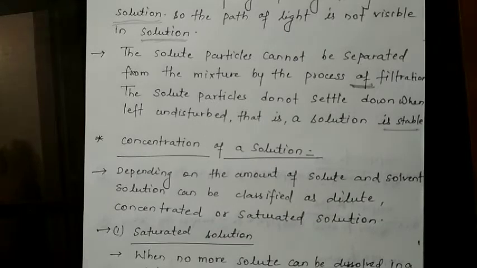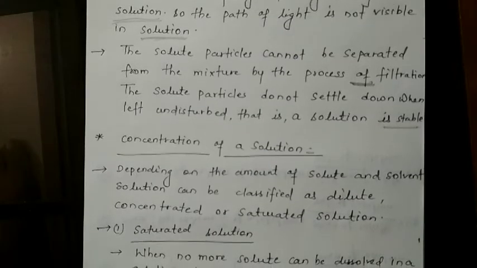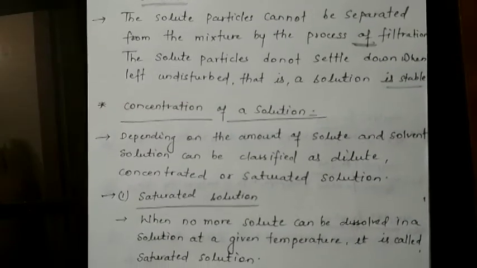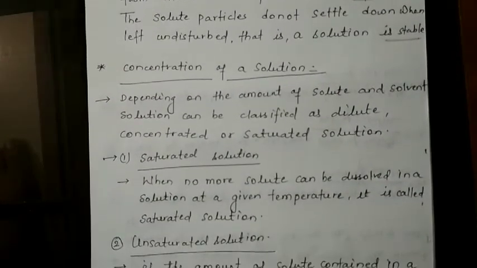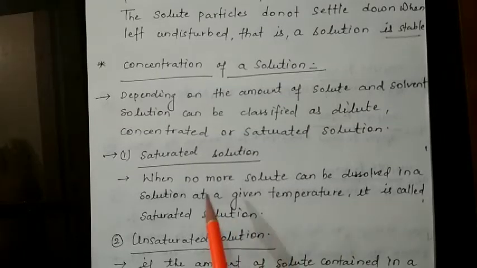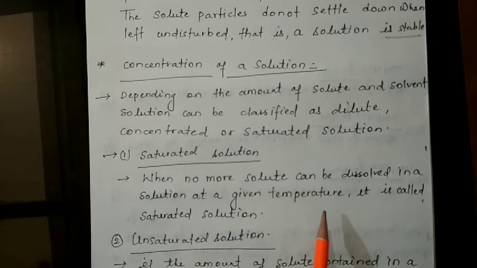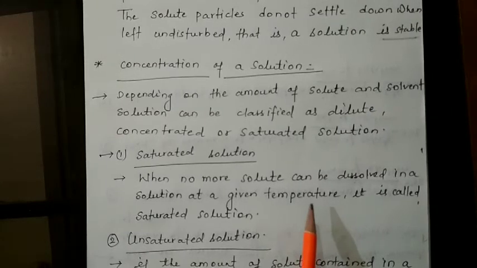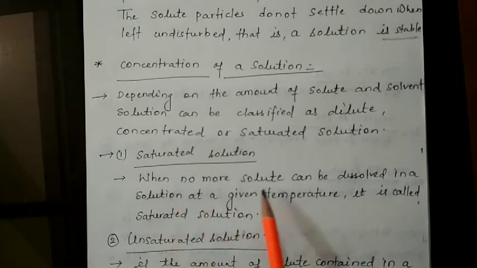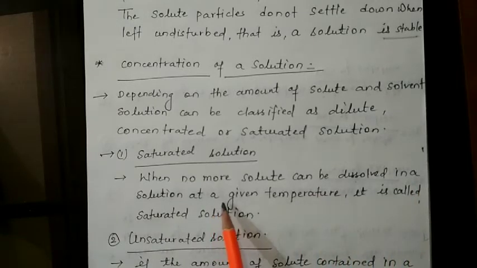Now, in a similar way, we have classified saturated and unsaturated solutions. So which is called a saturated solution? A solution can dissolve a maximum amount of solute at a given temperature. So when no more solute can be dissolved in a solution at a given temperature, then it is called a saturated solution. It means that solution has no capacity to dissolve more solute. That is called a saturated solution.